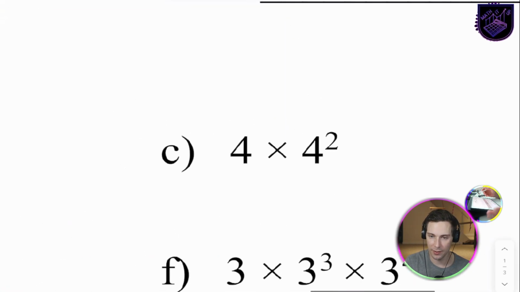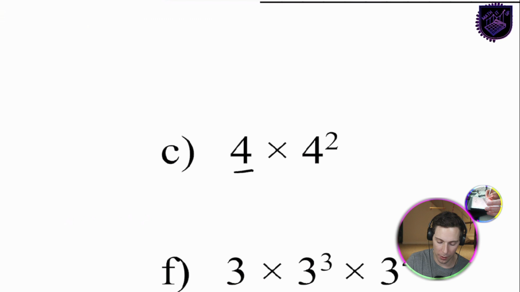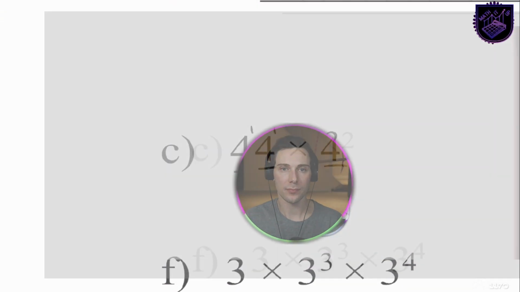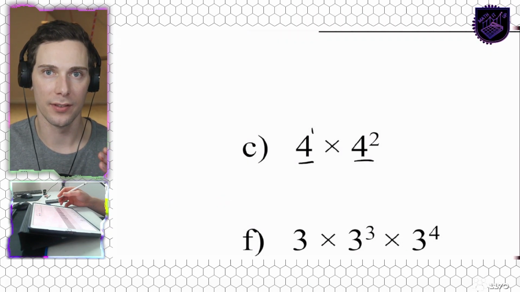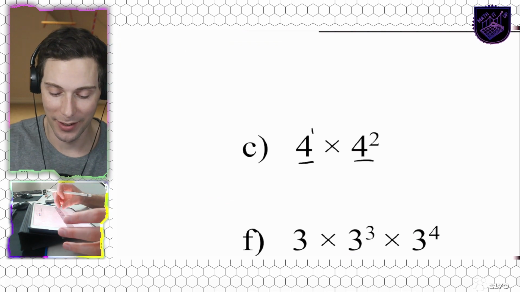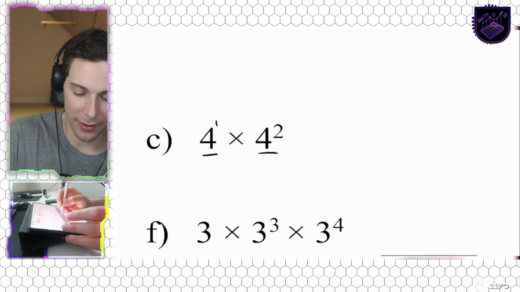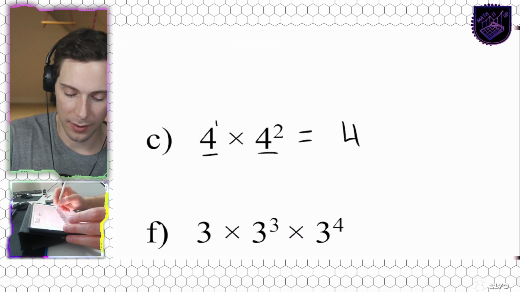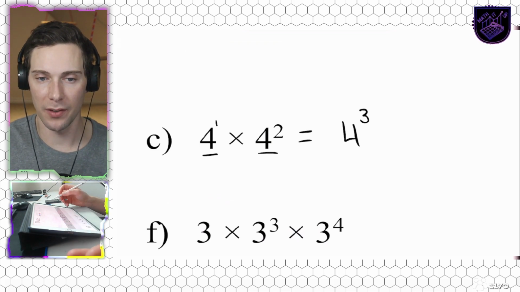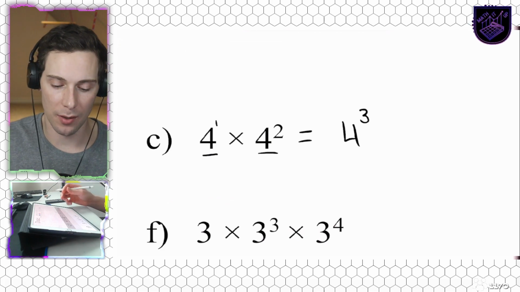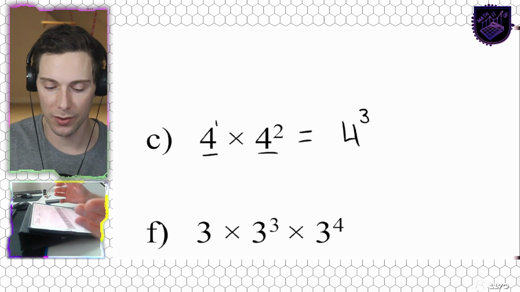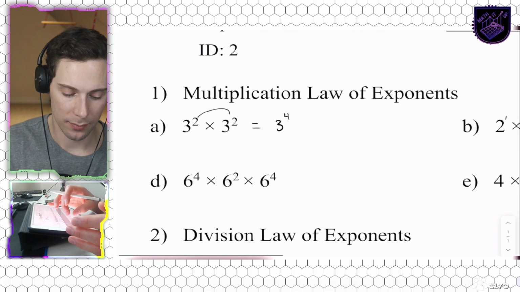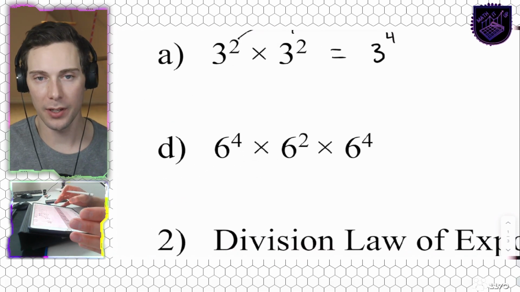1c. Once again, same thing, the same base. 4, 4 has an invisible exponent 1. Keep that in mind. You want to make sure you understand that, because otherwise you're not going to get the right answer. It has the same base, exponent 3. There's 3 of them in total. 1 to the power of 2, 1 to the power of 1. 2 plus 1 is 3.